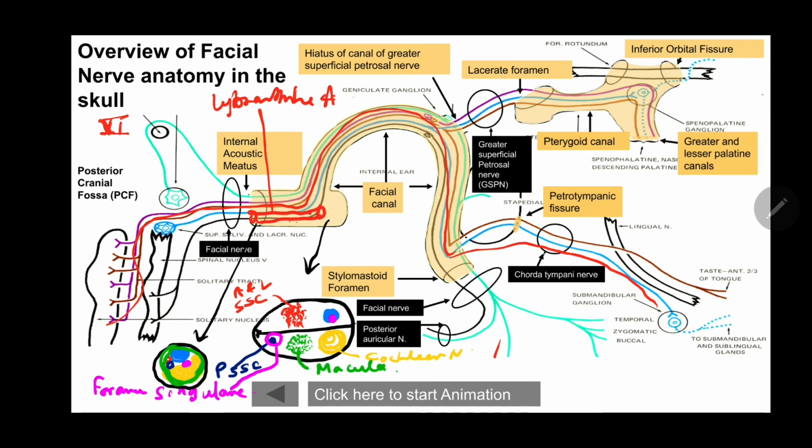And when it takes a sharp bend, it runs medially along the medial wall of the middle ear, and that sharp bend here is called the genu. This is called genu. And then it takes another gradual bend. After that second bend, it descends down vertically, running in the posterior part of the medial wall of the middle ear, and then it emerges out from the stylomastoid foramen, right?